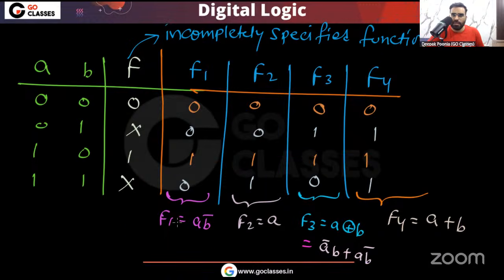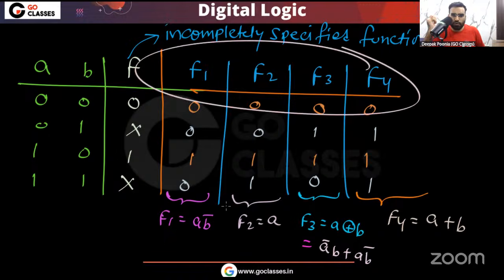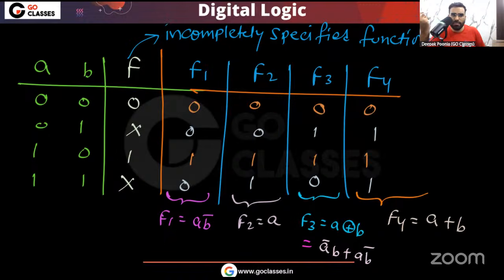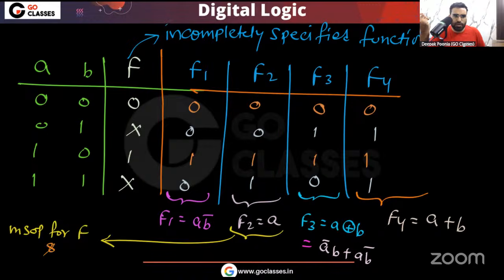Okay, and here you can see f1, f2, f3, f4, which of them is giving minimal SOP for f, which of them is giving minimal POS for f? Tell me. You can see that this f2 is giving both minimal SOP for f and minimal POS for F. Okay, so this F2 is minimal SOP for F also, and this is minimal POS for F also.